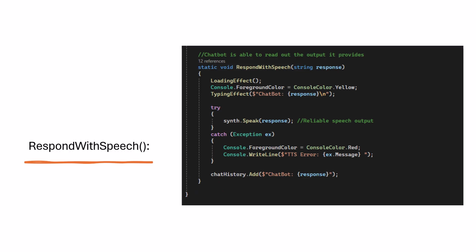Respond with speech method. The respond with speech method allows the chatbot to convert its text-based replies into spoken words, providing a more interactive and natural user experience. By using speech synthesis technology, the chatbot can vocalize responses, making conversations feel more engaging and accessible, especially for users who prefer listening over reading. This method supports various voices and languages, enhancing communication flexibility across different contexts.